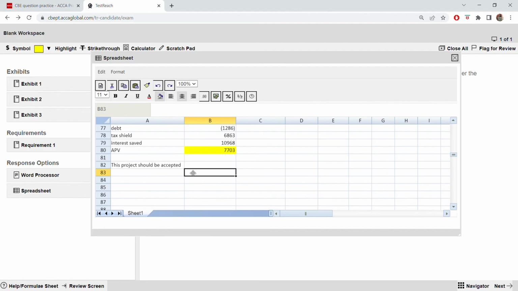This project should be accepted because it will increase the shareholders' wealth by this amount, 7,703,000. Fair enough, right? Is acceptable. Okay.